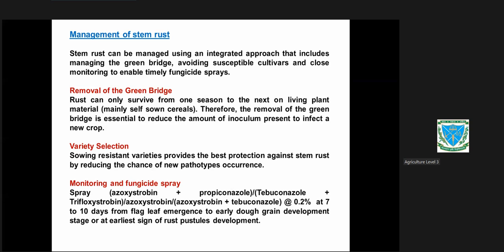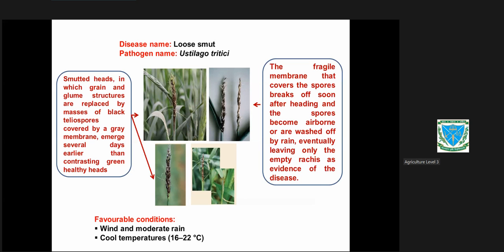As I mentioned earlier, this type of fungicides is effective, especially the conazole group, propiconazole, tebuconazole, trifloxystrobin, this type of fungicides is helpful to control rust disease. So it's very hard to complete. You have another class, right?